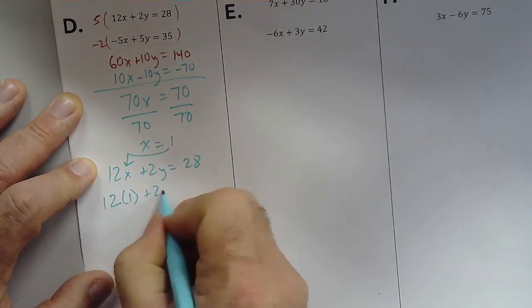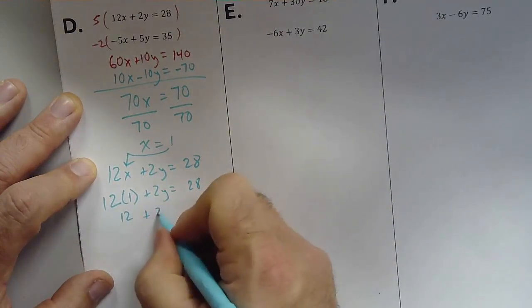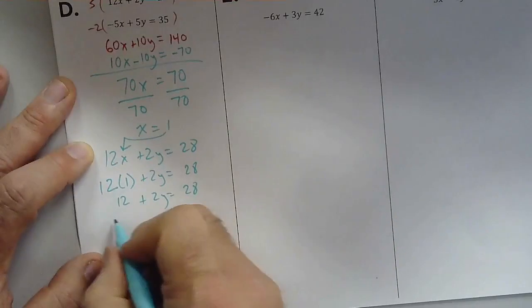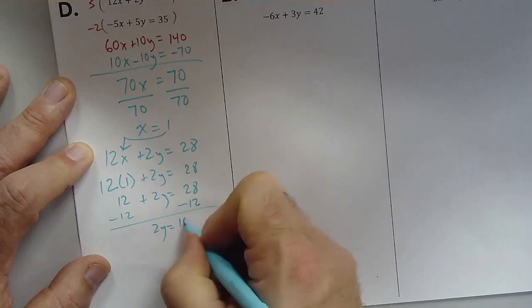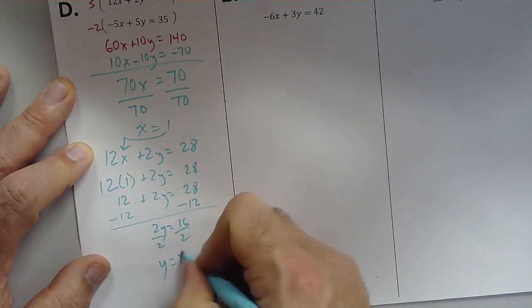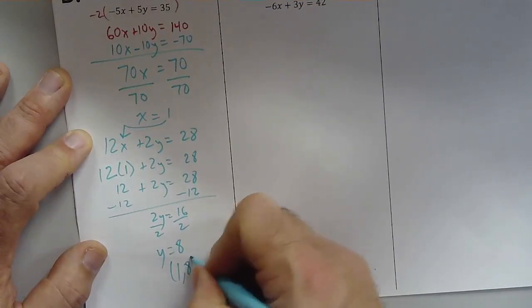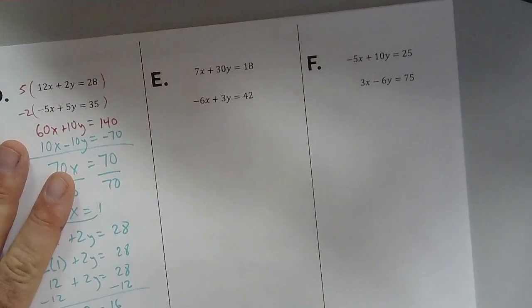12 times 1 plus 2y equals 28. 12 plus 2y equals 28. Minus 12, minus 12. 2y equals 16. Divide by 2, divide by 2. Y equals 8, which gives us the ordered pair 1, 8, which was right. Yay! And there was much rejoicing. Let's go to E.